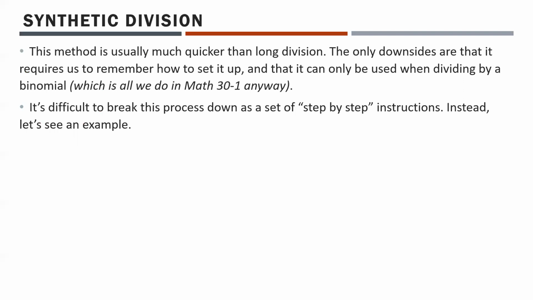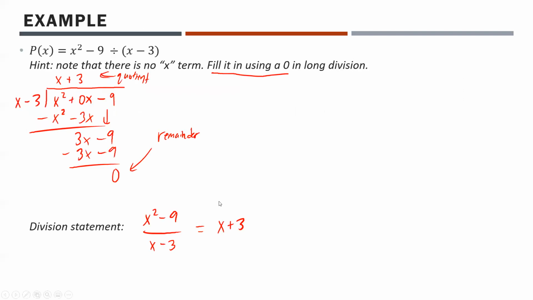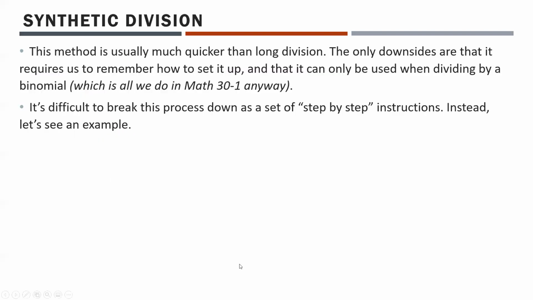But the big downside is if you were dividing by a huge polynomial here, like if this was an x to the power of 5 or something, you would be at this all day. This would take a long time. It would staircase down your whole page. It'd be a mess. Synthetic division works way better for those bigger order polynomials. Now, it's difficult to break down the process as step-by-step instructions. Instead, let's see an example. I'll show you how this works.